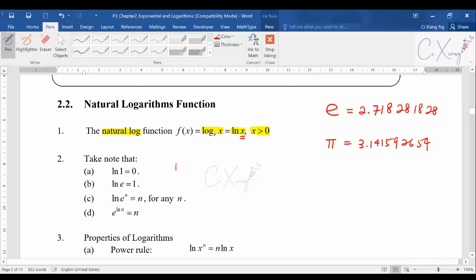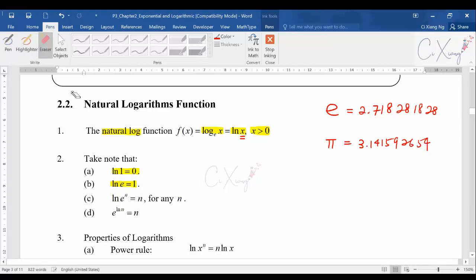Previously we learned log base b of 1 equals 0. So now ln 1 equals 0, because ln is log base e. So please think about this. And then ln e equals 1, which has the same concept as log base b of b equals 1, because ln e means log base e of e equals 1.